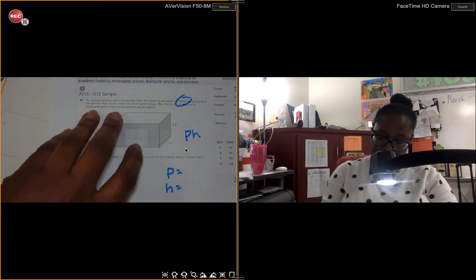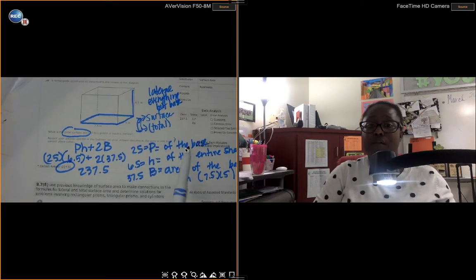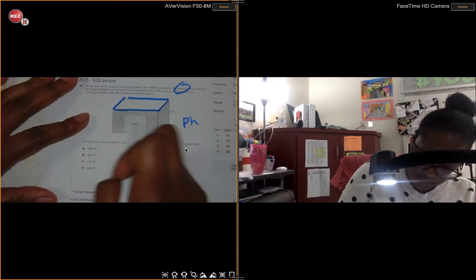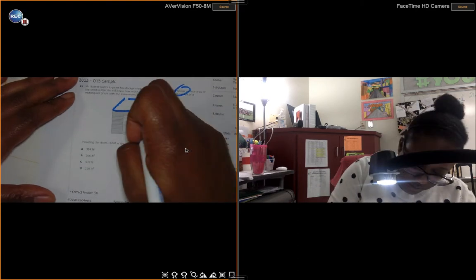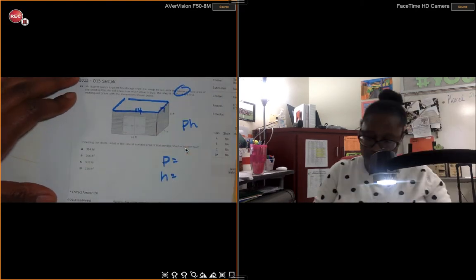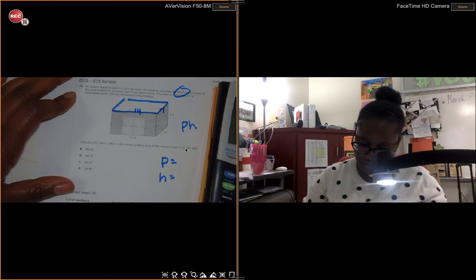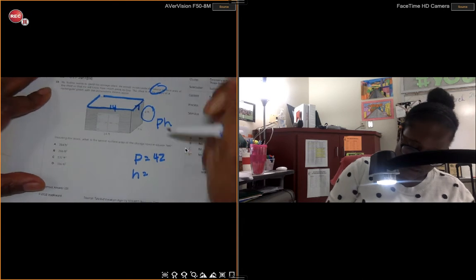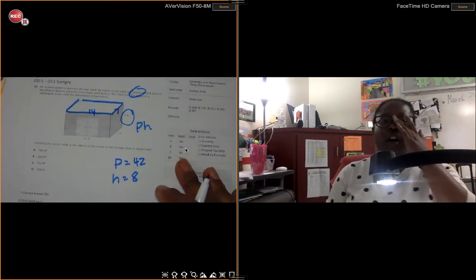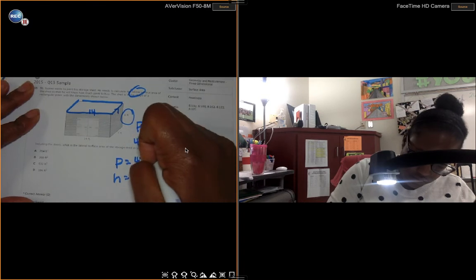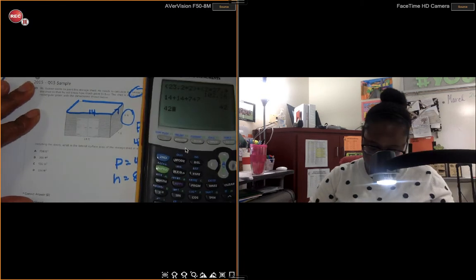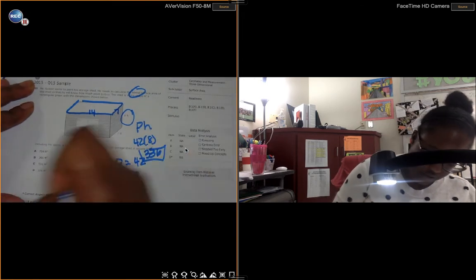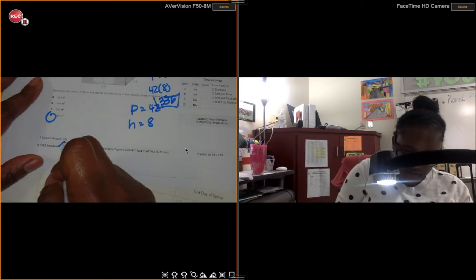Remember, my perimeter, we talked about that, is the perimeter of the base. So the base is like this because it's also the bottom down here, but I can't see that. So the base is going to be 14, and then this side is 7. 14 plus 14 plus 7 plus 7. Perimeter is going to be 42. And then our height is going to be 8. On this one, we just plug our numbers in. 42 times 8, and I get 336. My answer is D, and I know I have the correct answer because it says that the correct answer is D right there.